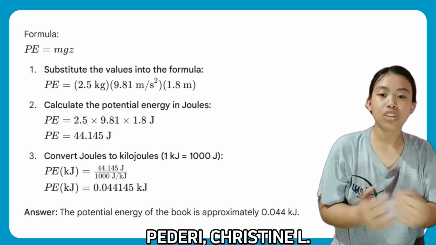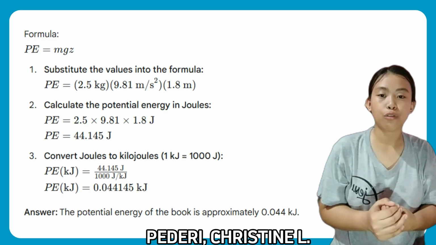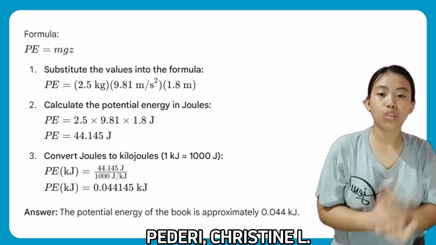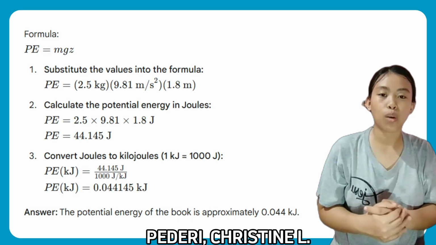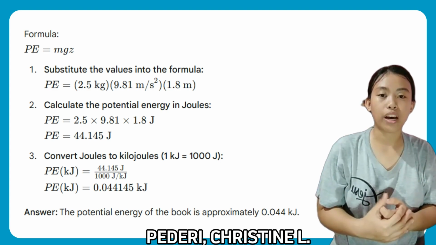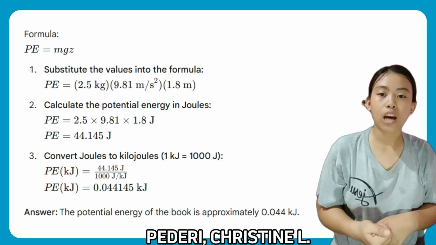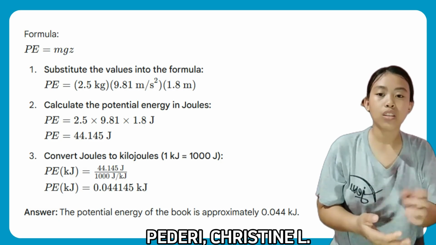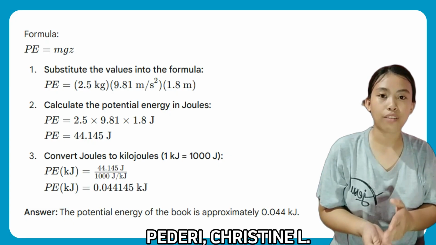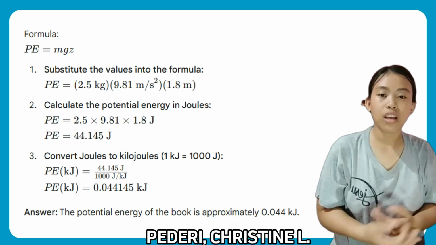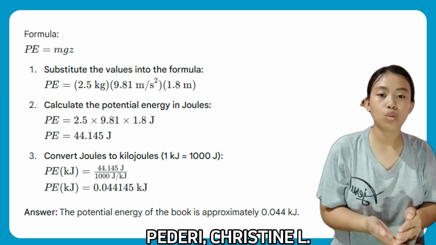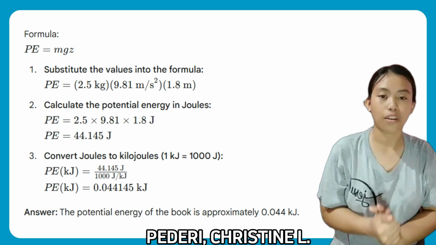So now the potential energy is 44.145 joules. And then we convert the joules to kilojoules, since we know that 1 kilojoule is equivalent to 1000 joules. So the PE is 44.145 joules divided by 1000 joules per kilojoule. So the answer now is 0.044145 kilojoules. So the potential energy of the book is approximately 0.044 kilojoules since it is being rounded off.